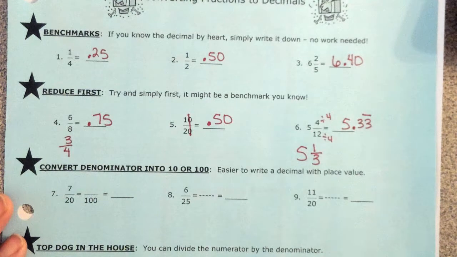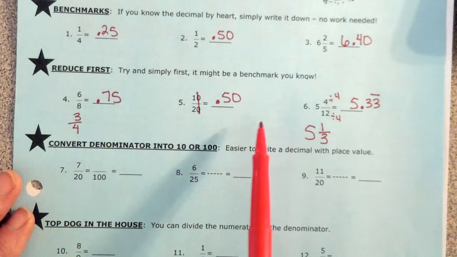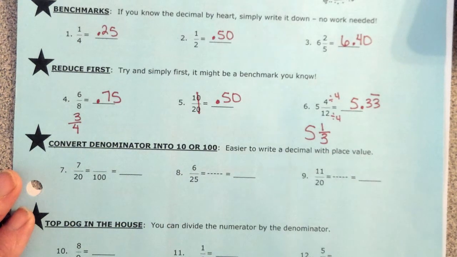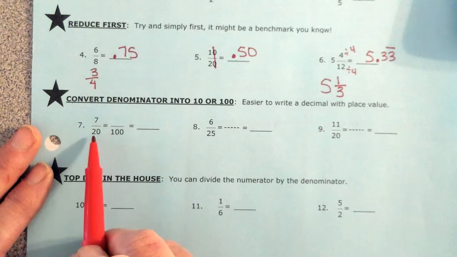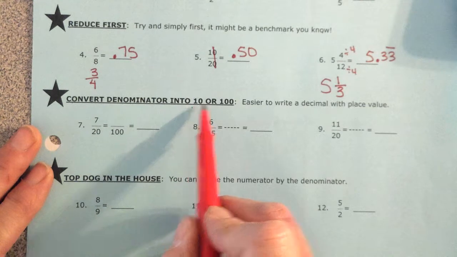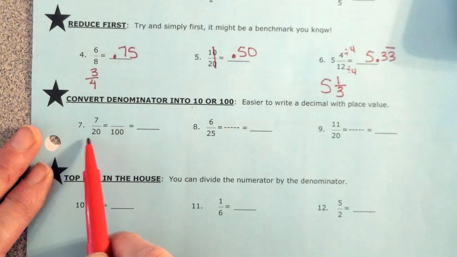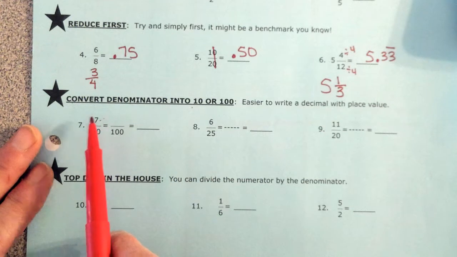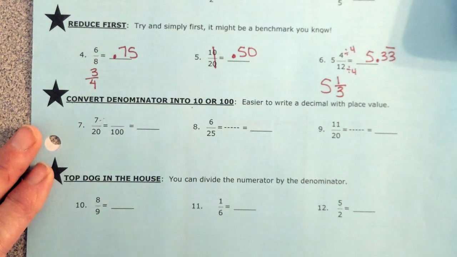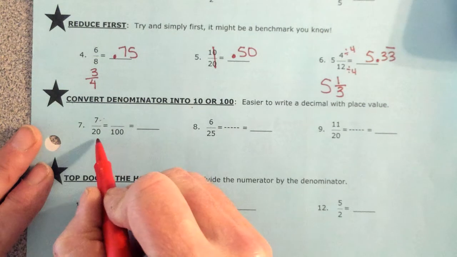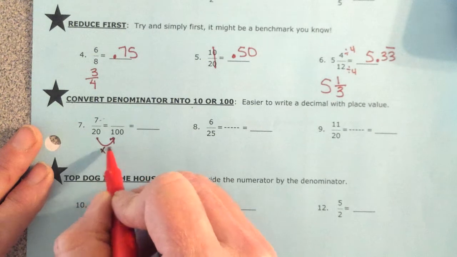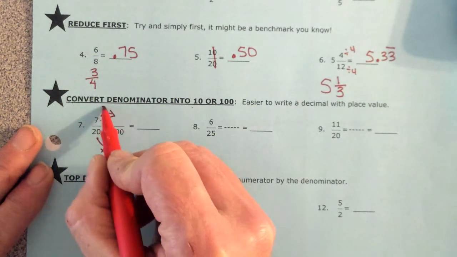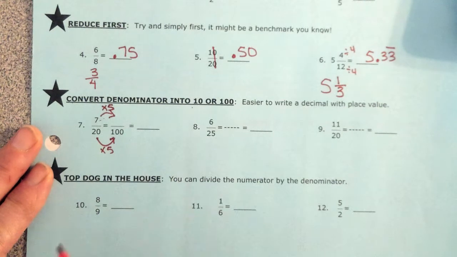Okay, so the first strategy, know your benchmarks, write them down, boom. The second one, reduce to a benchmark you already know, and then fill it in, write it down. The third, if I have 7 out of 20 and I can't reduce that, maybe I can get my denominator to go to 10 or 100. Well, 20 can go to 10 by dividing by 2, but 7 divided by 2 would give me 3.5. That's pretty messy. So what you would want to do here is bring the 20 up to 100 times 5, and so what you do to the bottom, you do to the top. 7 times 5. Just like our ratios.